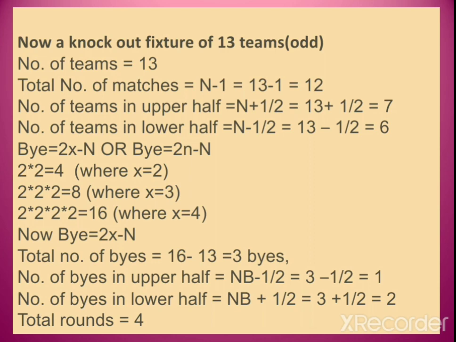Now the total number of byes we have is 3. So NB is the total number of byes. Number of byes in the upper half is NB minus 1 upon 2, equal to 3 minus 1 upon 2, so 1 bye will go to the upper half. Number of byes in the lower half is NB plus 1 upon 2, equal to 3 plus 1 upon 2, so 2 byes will go to the lower half. As we were discussing, the lower half always gets more byes in case of an odd number of byes.